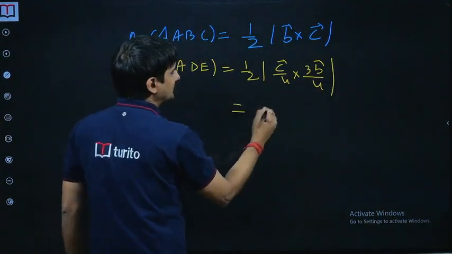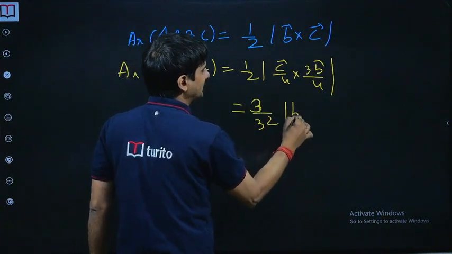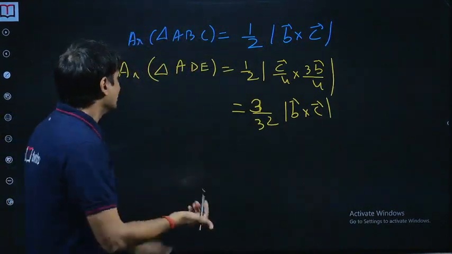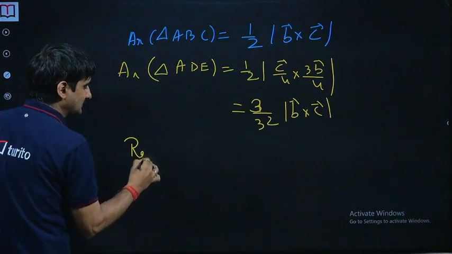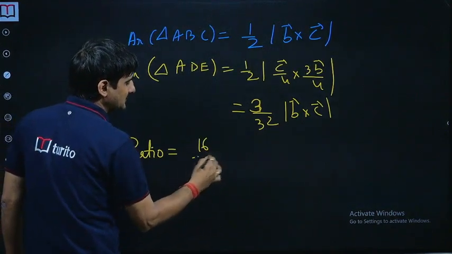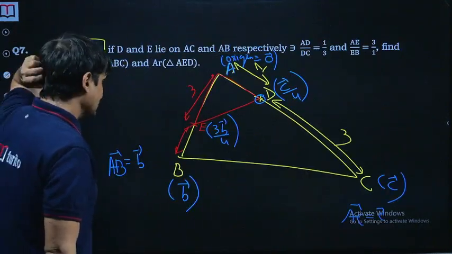So how much is it? So it's 3 by 32 times vector B cross C, or C cross B. Since we are talking about magnitude, they are the same. So the ratio is nothing but, the half gets cancelled, so it's 16 by 3, and that's the answer here, if I'm not wrong, calculation wise. So that's it.